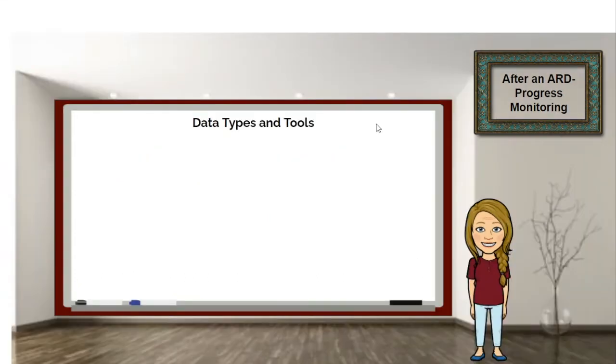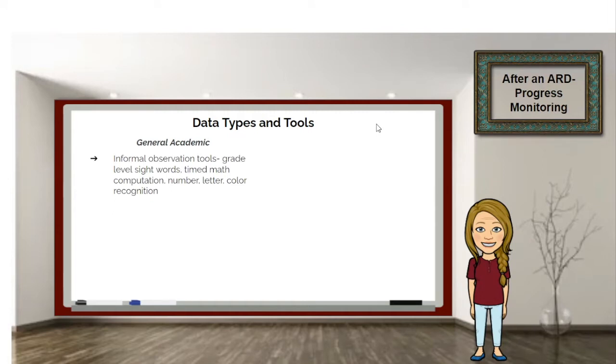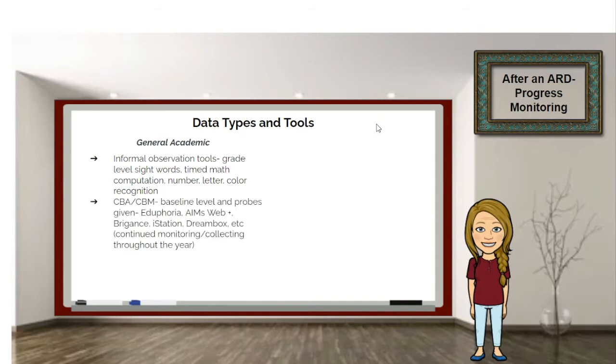The first type of data is considered general academic. It can include informal observation tools such as grade level sight words, timed math computations, and number, letter, and color recognition. It also can include curriculum-based assessments or curriculum-based measurements. These often are used to identify a baseline level and growth data points.